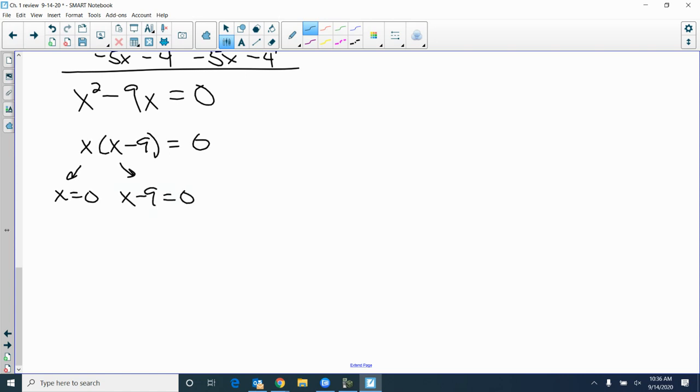Sometimes one works, sometimes both work, sometimes neither works. You've got to test them. So take them back up to the original. And usually you can do it mentally, but it shouldn't take too much. And see which one works or maybe which one doesn't. And does 0 work? I didn't think so. 0 does not work because 9 works, right? X equals 9. Okay, and make sure it's clear. You identify where.